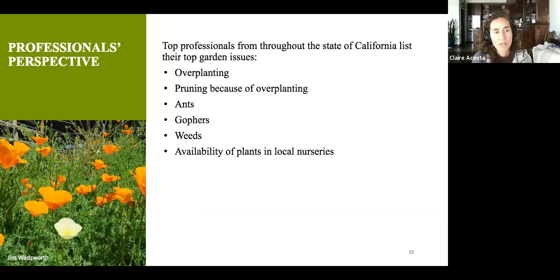So the point being, these are probably going to be things that you'll be dealing with the most. So being aware of them: overplanting, pruning because of overplanting, ants, gophers, weeds, and availability of plants in local nurseries. These are all things to keep in mind, because these are the things landscape professionals say are their issues.